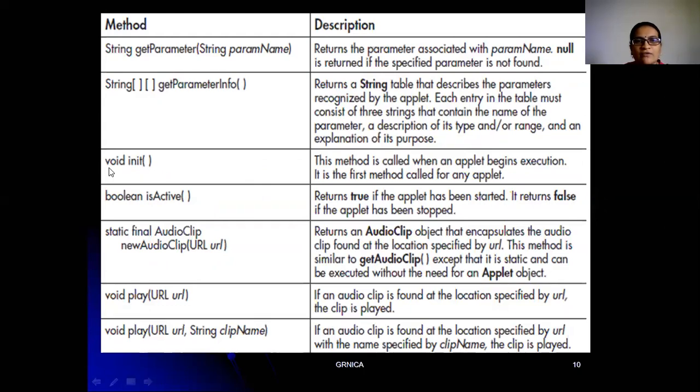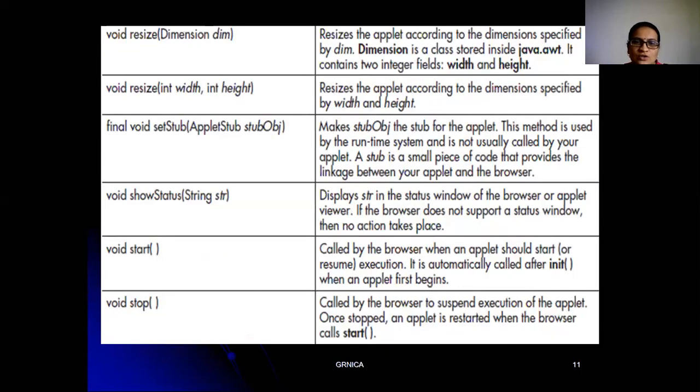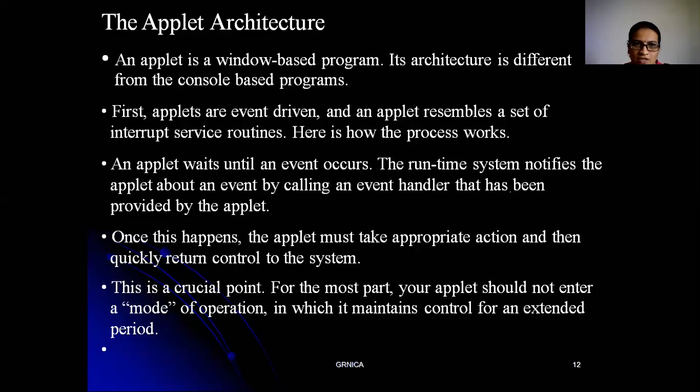Here we have the void init method, which initializes the applet execution; once we have started init, it begins the execution of the applet. Here audio clip play, play with the name and the URL, everything is there. And isActive checks whether the applet is terminated or not. Resize, start, stop, all the methods are there.